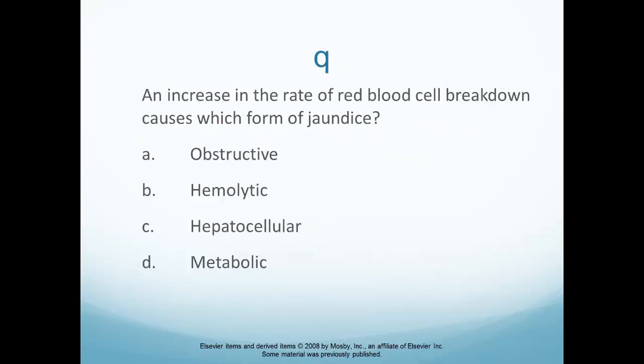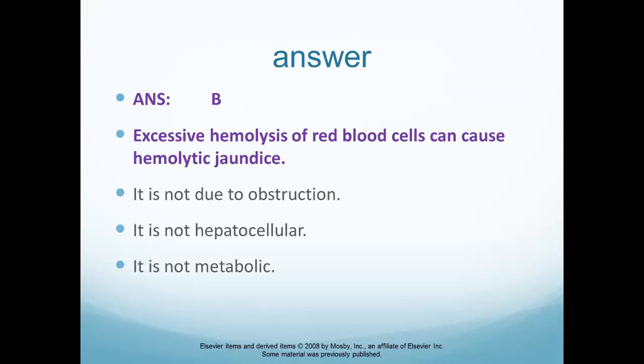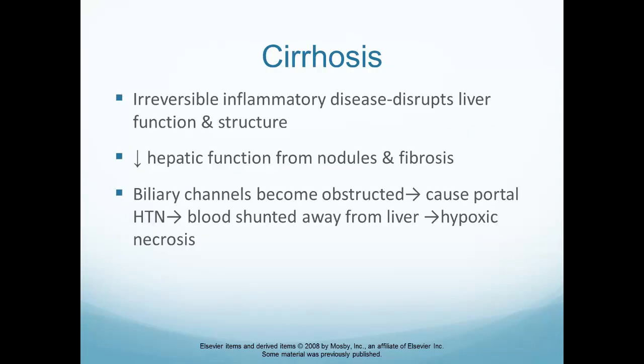An increase in the rate of red blood cell breakdown causes which form of jaundice? That would be hemolytic. So excessive hemolysis of red blood cells can cause hemolytic type of jaundice.